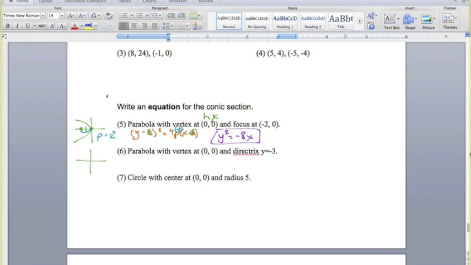For number 6, we have a parabola again. Vertex at 0, 0 again. And our directrix at y equals negative 3. Is y equals negative 3 going to give us a horizontal or a vertical line? Horizontal. So what we want to do is go to that value of y is negative 3 and then make a line at that value. So it's going to give us a horizontal line, which means our parabola is going to have to face up to face away from that directrix. And our focus would then have to be at positive 3 because it has to be opposite of the directrix.